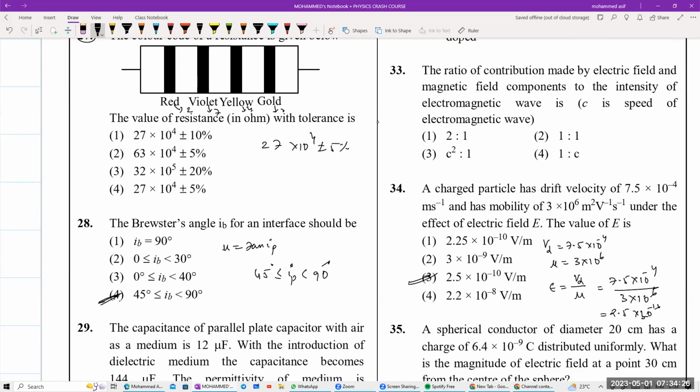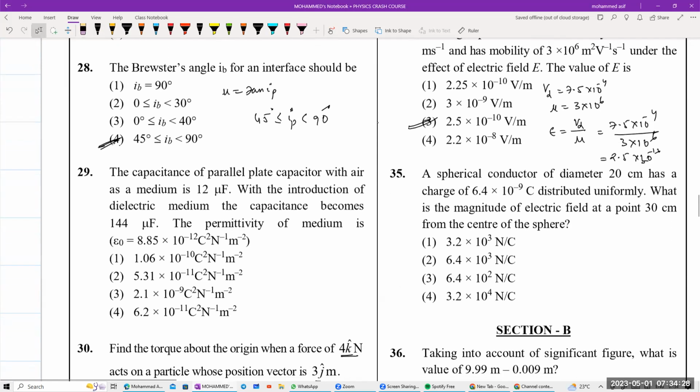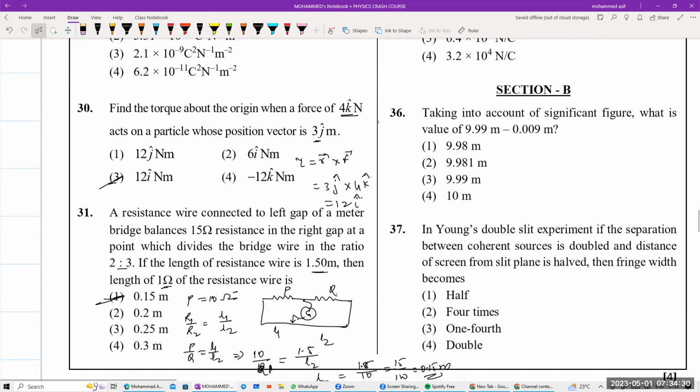Third option. 35 spherical conductor electrostatics का है. Question number 36, you need significant figures. You can do this one better.